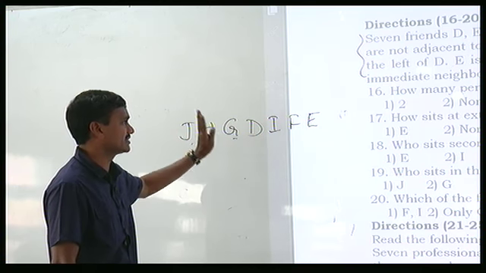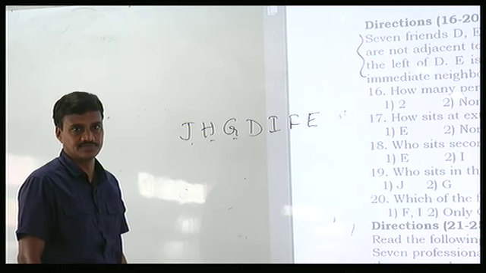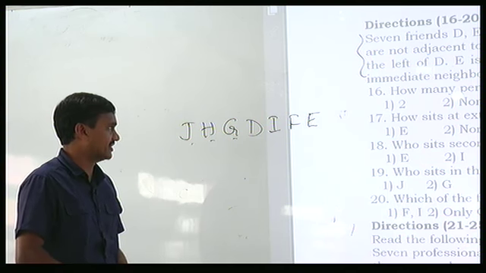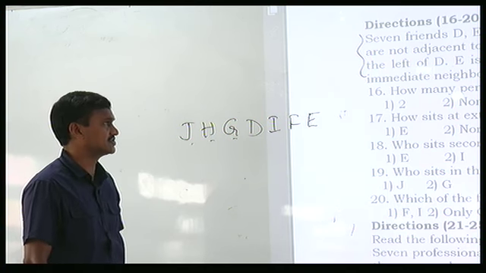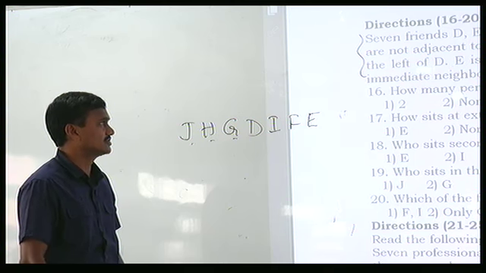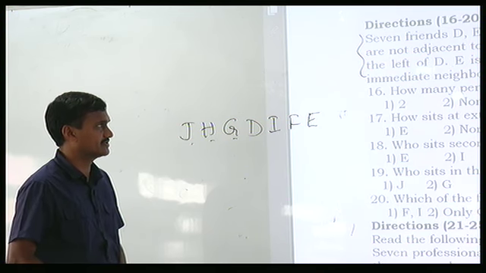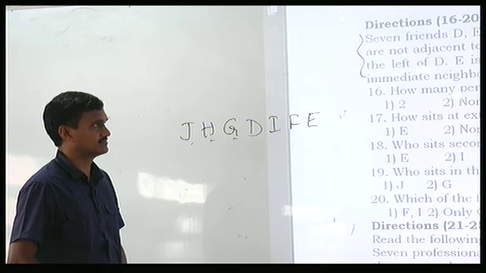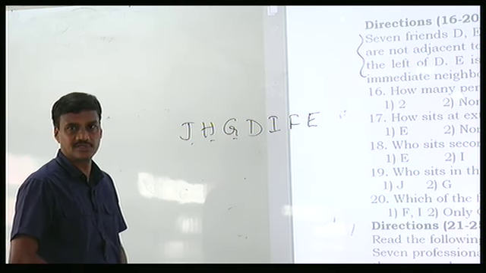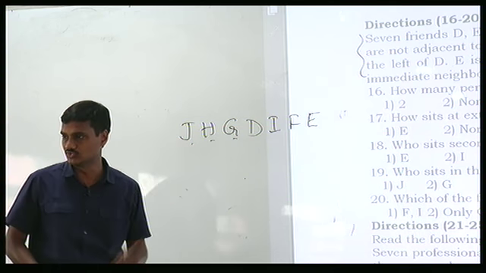D is not at any extreme end. E is not at any extreme end. This is the order in which these 7 persons were seated. Now, what is the main information here? J is to the left of D, isn't it? And I is to the right of G. G is the immediate neighbor of H. By combining these, you will get the order.